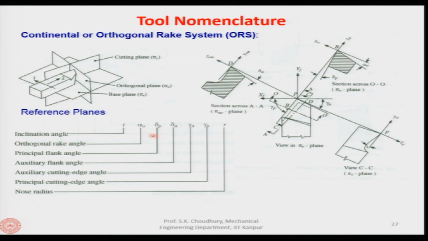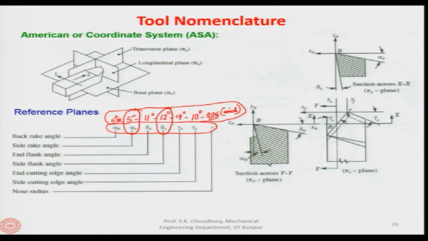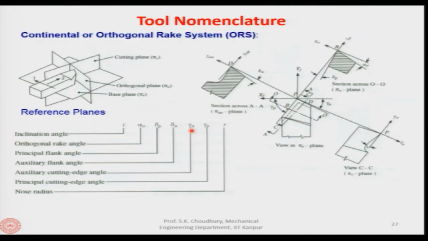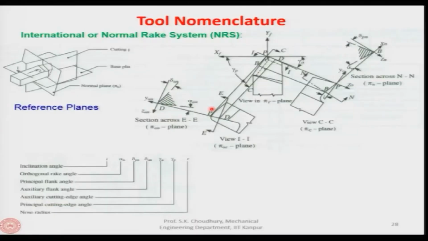So, these angles again will be different from the angles which we have determined in the case of the ASA. These angles are different from the angles in the orthogonal rake system, because they are obtained in different planes, and in different planes the inclination will be different. So, the angles will be different. Whereas, in the coordinate system it was straight planes, that is the x, y, z. Here the planes are different. So, these angles are different from the one that we have obtained in the American system or ASA system.